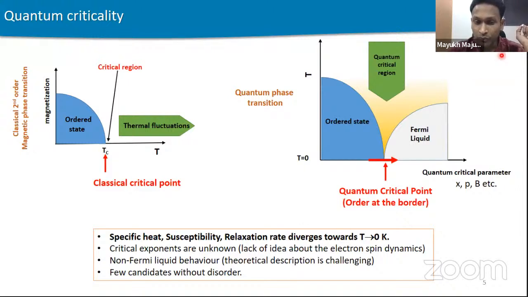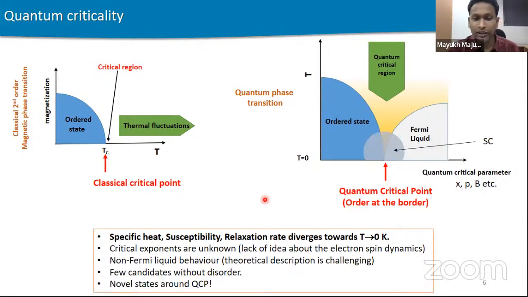Not only that, because of the presence of these quantum critical fluctuations, you would see some kind of non-Fermi liquid behavior in different systems. And of course, the theoretical description of those kinds of states is rather challenging. So what we have understood is the difference between a classical critical point and a quantum critical point. Sometimes, before reaching the quantum critical point, some systems can show exotic states that include superconductivity as well. It has also been seen that quantum critical fluctuations promote superconductivity in some unconventional systems. That is why systems associated with a quantum critical point are of special interest nowadays.